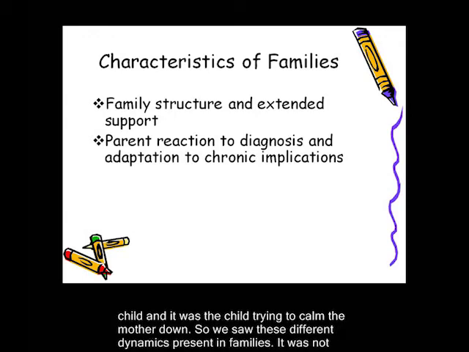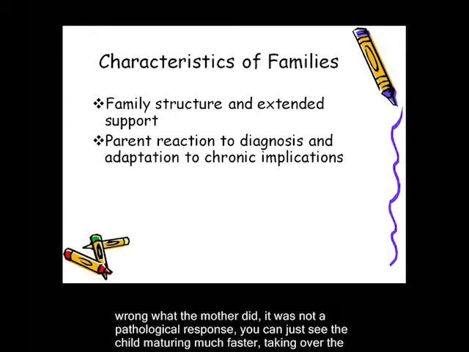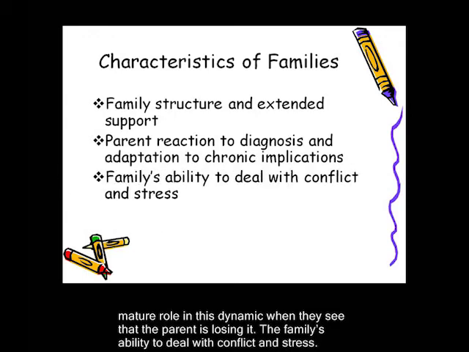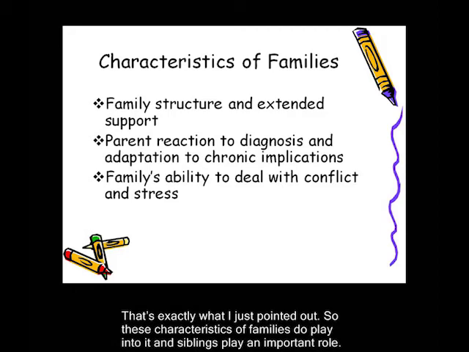So we saw these different dynamics present in families, and it was not wrong that the mother did what she did. That's not a pathological response. It's just, you can see the child maturing much faster and sort of taking over the mature role in this dynamic when they see that the parent is losing it. The family's ability to deal with conflict and stress, that's exactly what I pointed out just now. So these characteristics of families do play into it, and siblings play an important role.